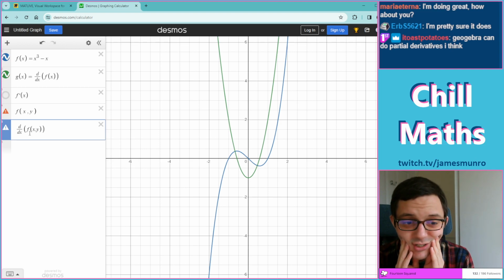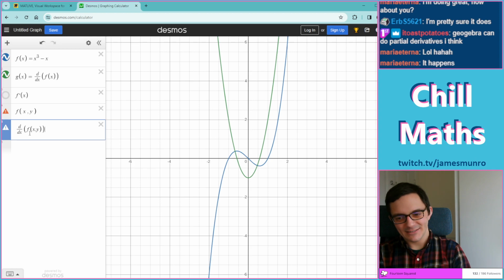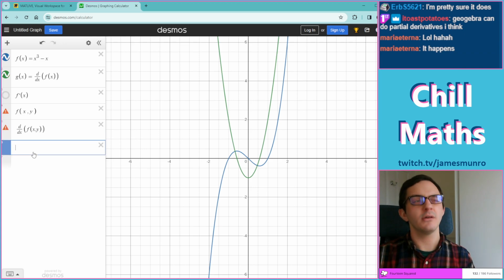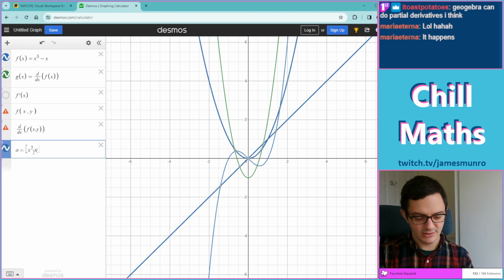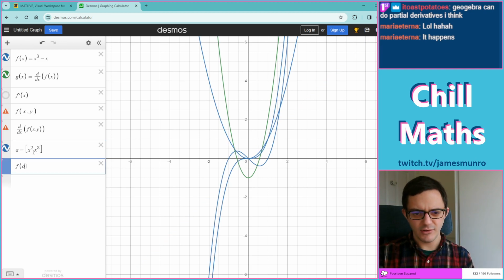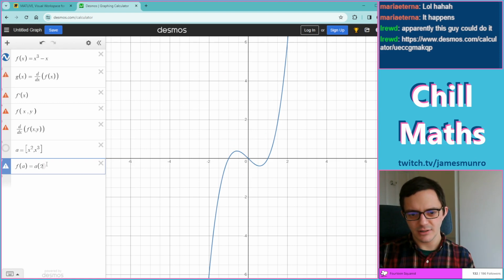The suggestion in chat is that I just learn GeoGebra. Is this suddenly a GeoGebra stream? There's something neat about forcing Desmos to do things that it can't quite do. For example, it can do lists, right? So if it had something like a is x squared comma x cubed, then I think you could have f of a equals, you're not going to plot that. No, I don't really know. Can it do a of 1, a of 2? I don't think it can.